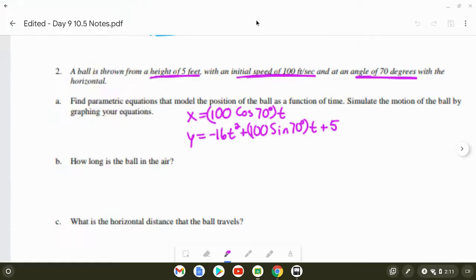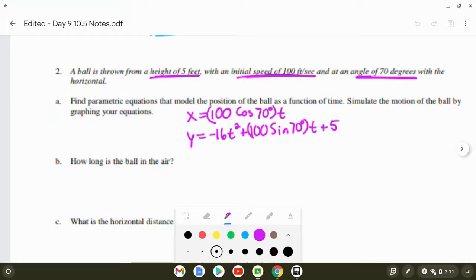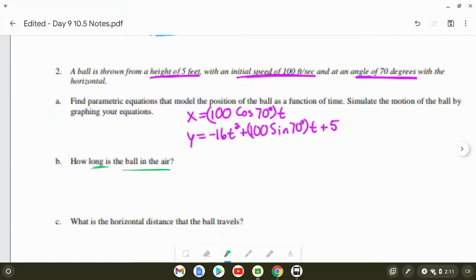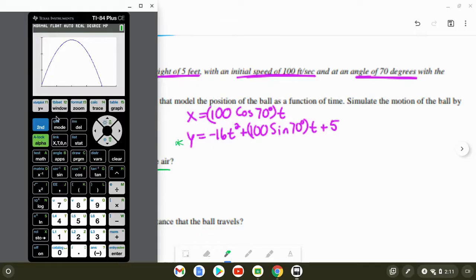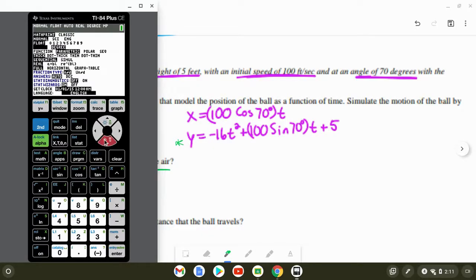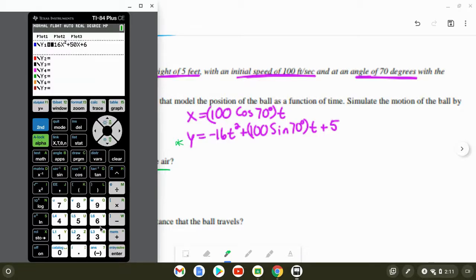But now if we want to answer these other questions, how long is the ball in the air? How long is that actually happening? Well, the vertical height is the one that we have to look at here. So now we're going to go back to our calculator. We got to go back to the rectangular mode or the function mode, and we need to plug in this equation. So negative 16t squared plus 100 sine of 70 t plus 5.